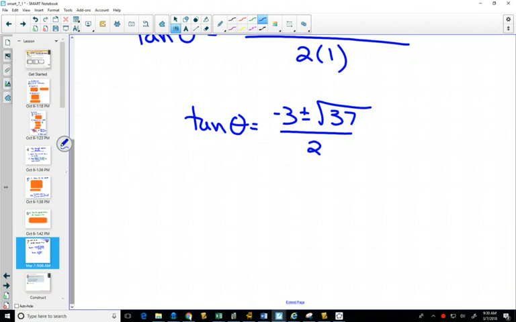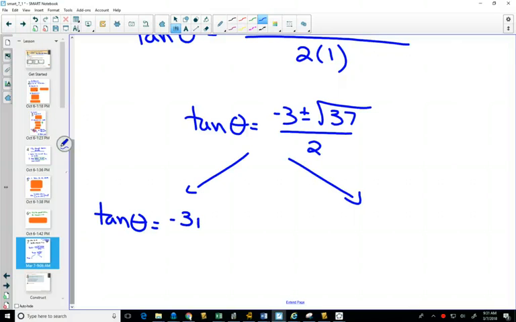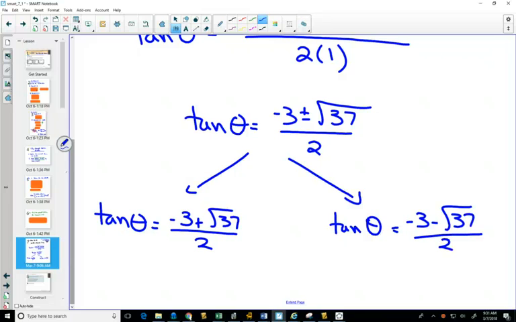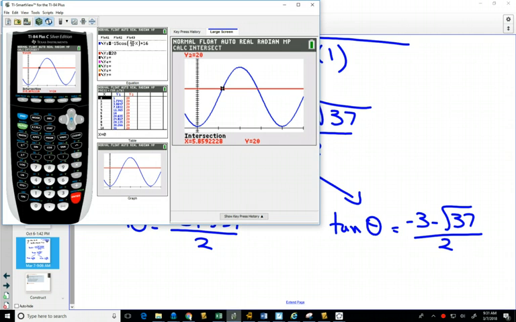So we're going to split this up, and we have two equations. We have one equation which would be tan theta equals negative 3 plus the square root of 37 over 2, and one equation that would be tan theta equals negative 3 minus the square root of 37 over 2. Question: is this positive or negative? Negative 3 plus the square root of 37 over 2. Because that's going to make a difference, because we always find our reference angle with positive values.